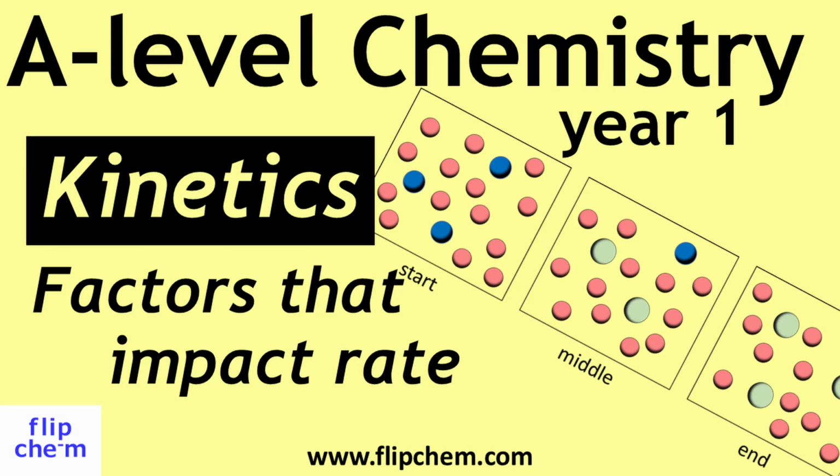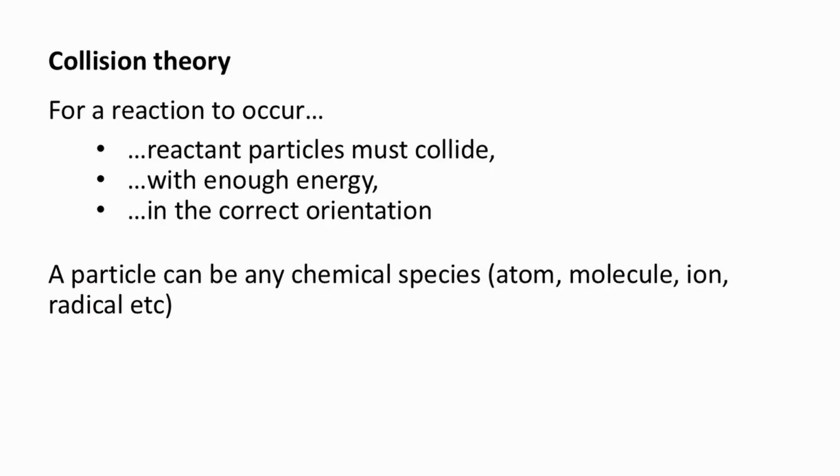Let's get started. Rate of reaction can be explained in terms of collision theory. For a reaction to occur, reaction particles must collide with enough energy and in the correct orientation. A particle can be any chemical species such as an atom, molecule, ion or radical. For A-level, orientation is not really considered.